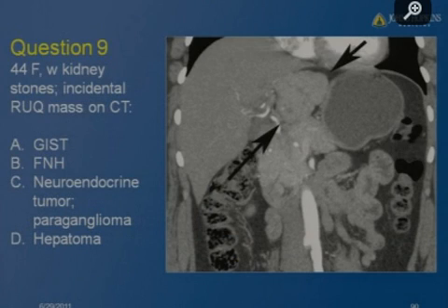What about this patient? It's a 44-year-old female who has kidney stones. An incidentally discovered right upper quadrant mass on CT. The patient has A, GIST tumor, B, FNH, C, neuroendocrine tumor, paraganglioma, D, hepatoma. And we can start taking answers.